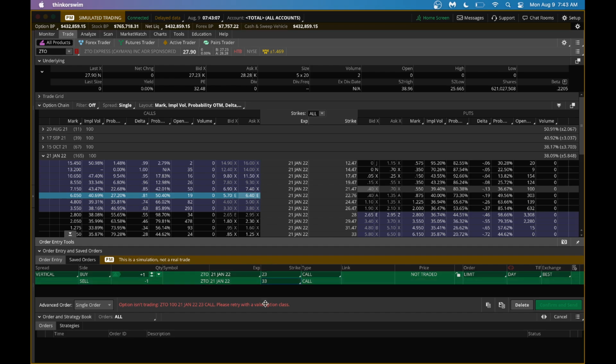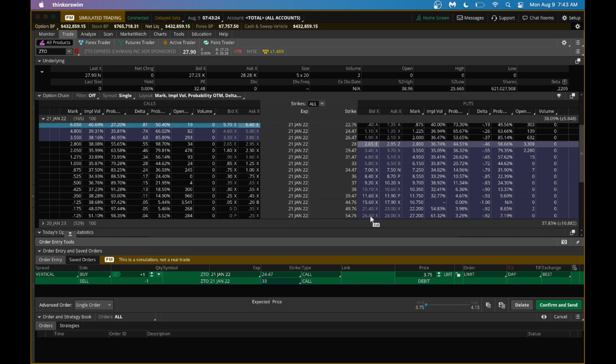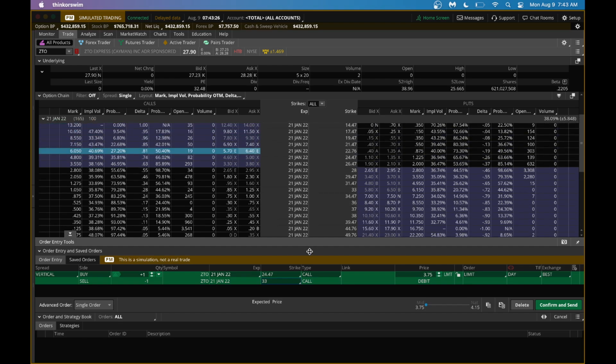So this is a $10 wide spread. Looks like this is not traded. So instead of 23 here, you could go to 24.47. There you go. And on the other side, you can go to 34.47. That will make it a $10 wide spread. So for this $10 wide spread, you're paying $395. The remaining portion of $10 is your profit potential.